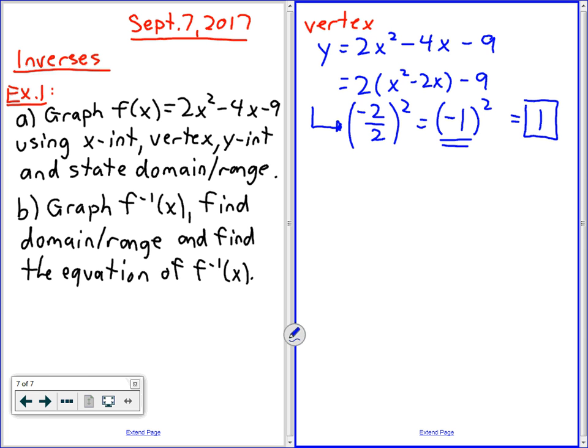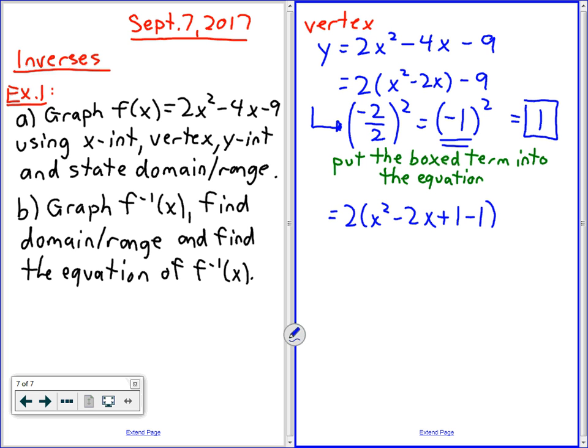Jake, great. Happy birthday, first of all. Secondly, do you remember what to do next? You're substituting into the equation. Yes, positive and negative. So I'll write it down here: put the box term into the equation. So it's going to be 2x squared minus 2x plus 1 minus 1 minus 9. I had to do plus and minus because I only really want this, but the -1 I have to put in there because we subtract.